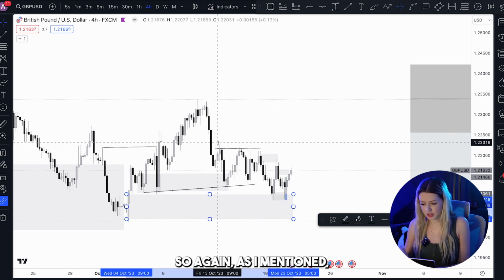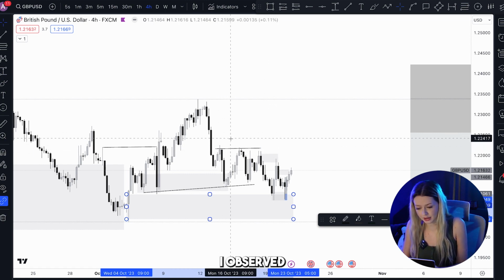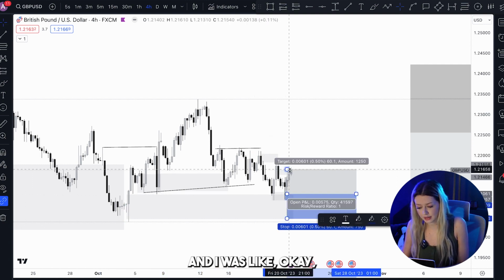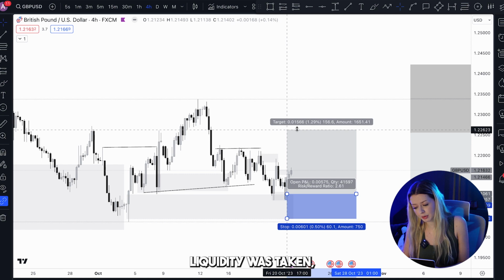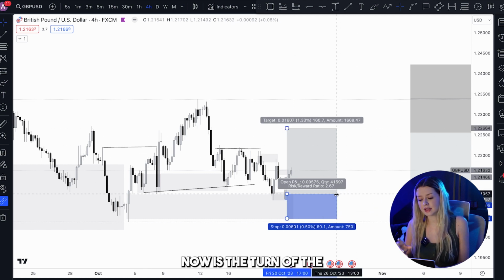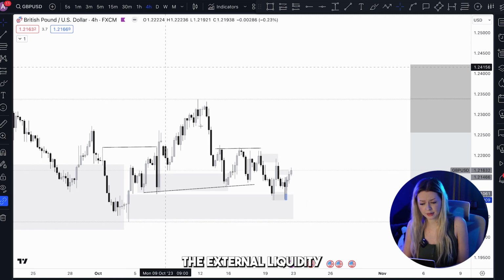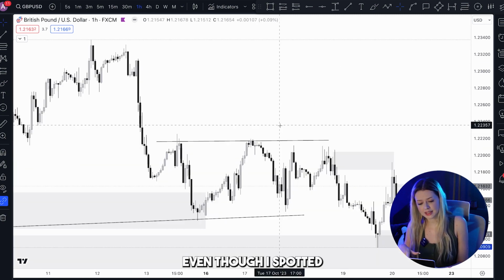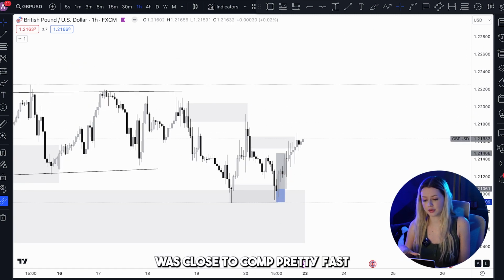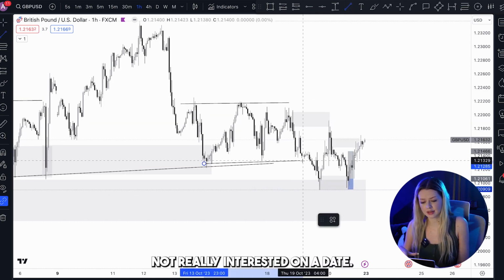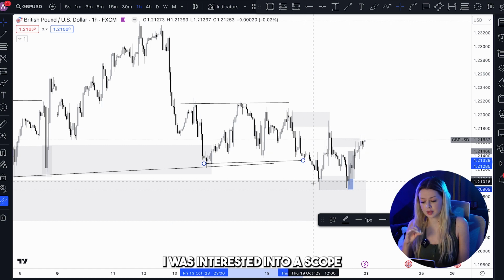So again, as I mentioned, I observed this range, right? I observed these equals over here on 1 hour as well. And I was like, okay, if the internal liquidity was taken, now is the turn of the external liquidity. But again, the external liquidity is a little bit far. Even though I spotted it, my trade was closed pretty fast because I'm not really interested in a day trade. I was interested in a scalp.